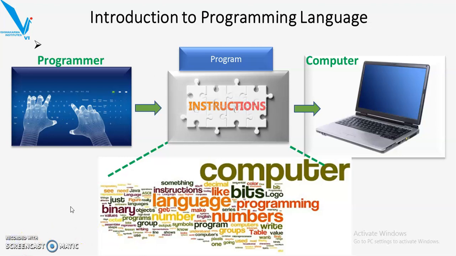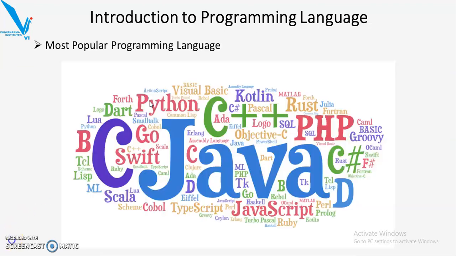Programming language is an artificial language designed to communicate instructions to a machine. It is used to create programs that control the behavior of the machine. Here you can see the various popular programming languages: C, Java, C++, Python, Basic language, Visual Basic, PHP, JavaScript, and so on.